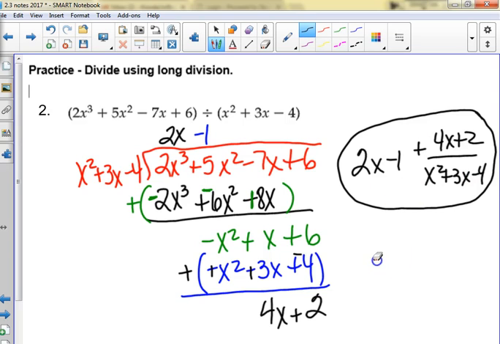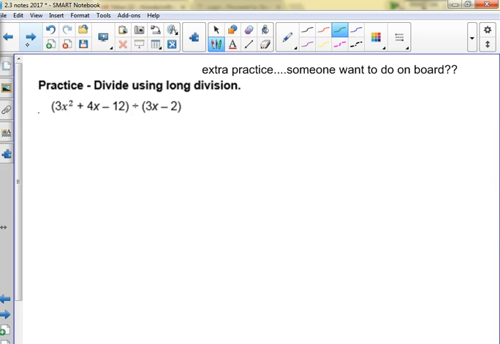The check, guys, no one wants to do the check on one like this, but you would take the answer we got times the divisor, adding on the remainder, and it would get back to the dividend here. So we'd have to FOIL all this out and then add this remainder, and it should get back to 2x cubed plus 5x squared minus 7x plus 6. All right. Do we need extra practice, or are we okay?